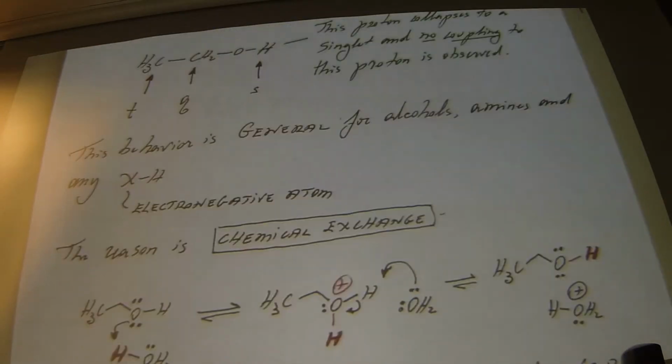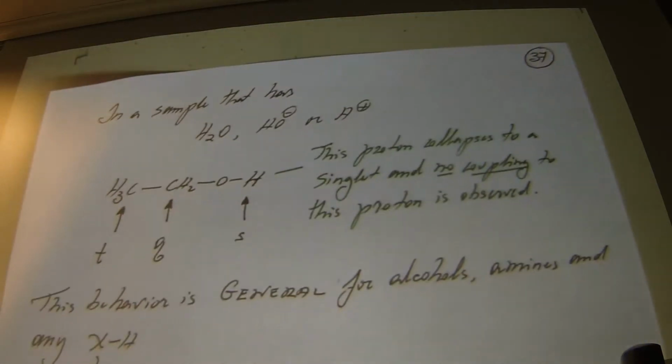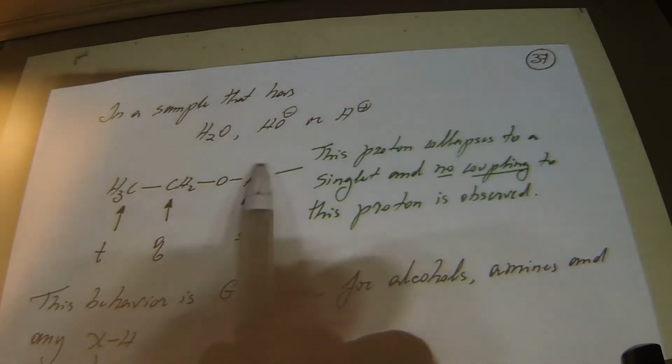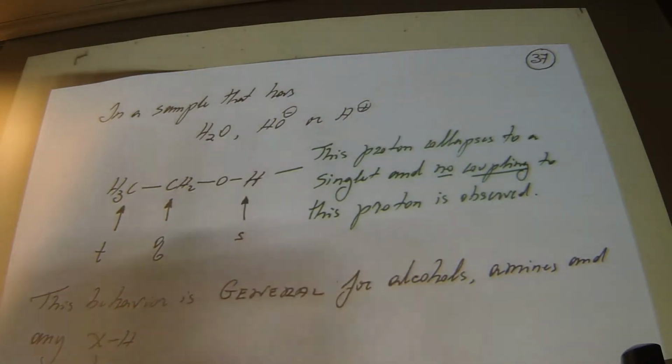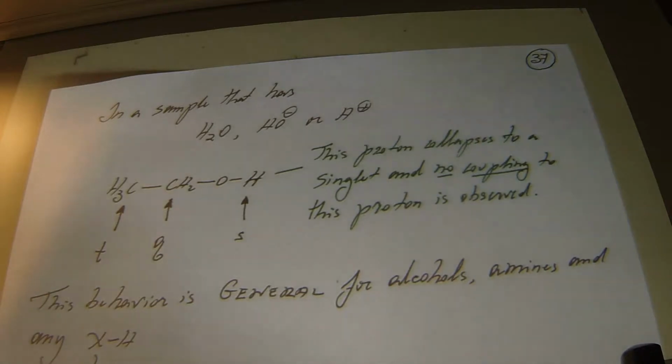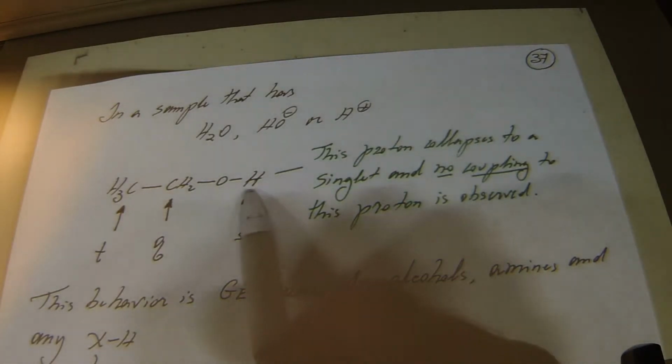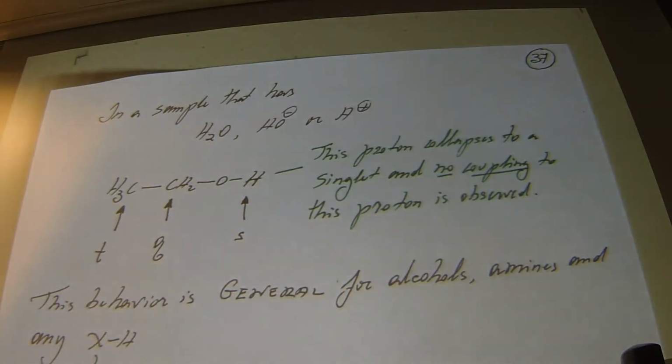And so we know two ways now to wipe out, if you will, the splitting. In one case it wipes the signal out completely: D2O wipes this signal out, so there's no splitting. Or we can do the rapid exchange, in which case we still see this proton, but there's no splitting. So both ways we can collapse that OH triplet into either a singlet or we don't see it at all.